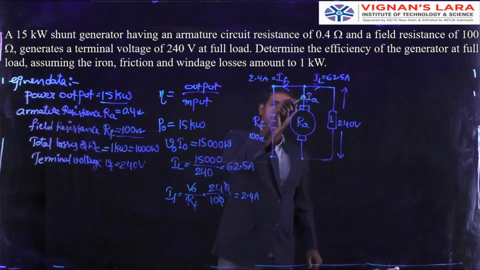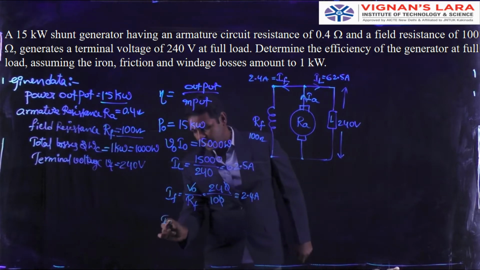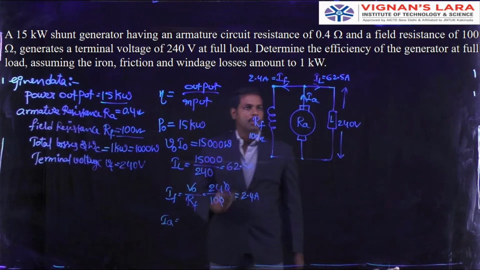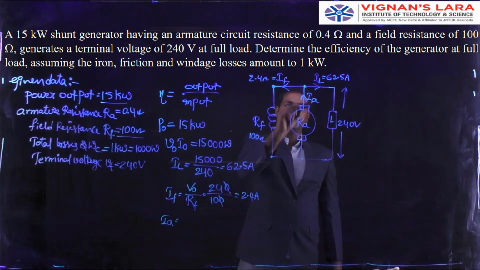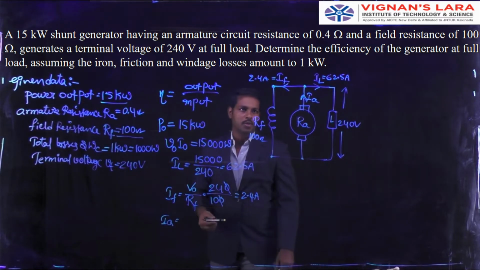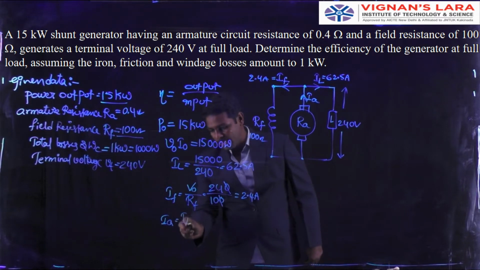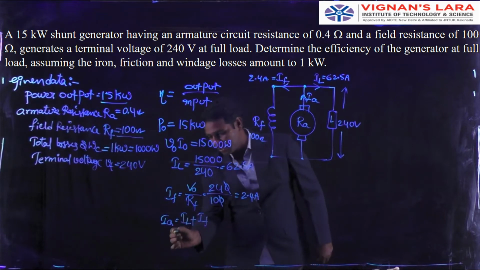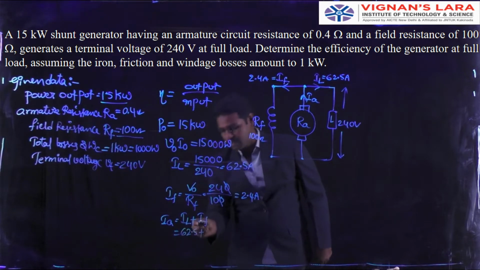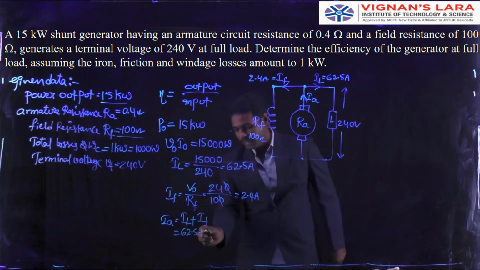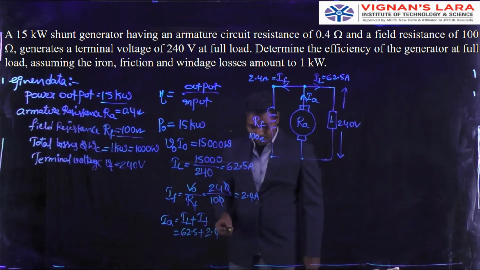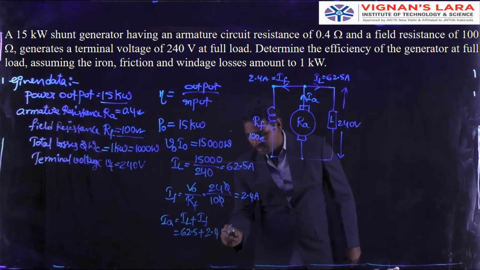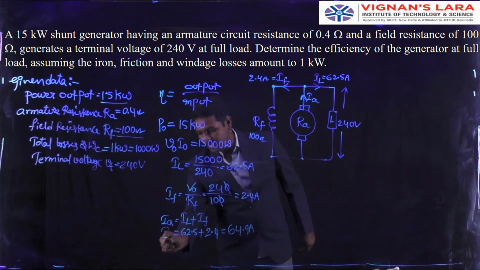Then we can find the armature current. By applying KCL, incoming currents must be equal to outgoing currents. IA is equal to IL plus IF, which is 62.5 plus 2.4 amperes, equal to 64.9 amperes. This is the armature current.